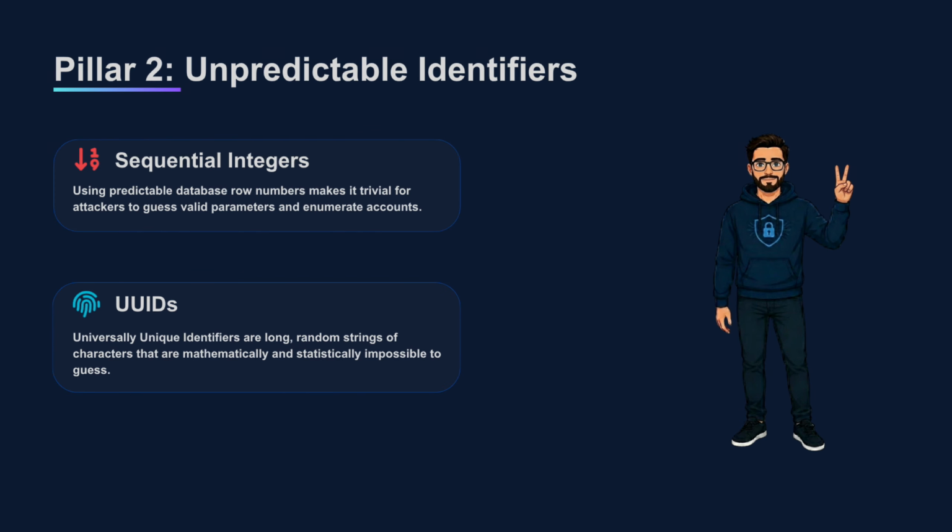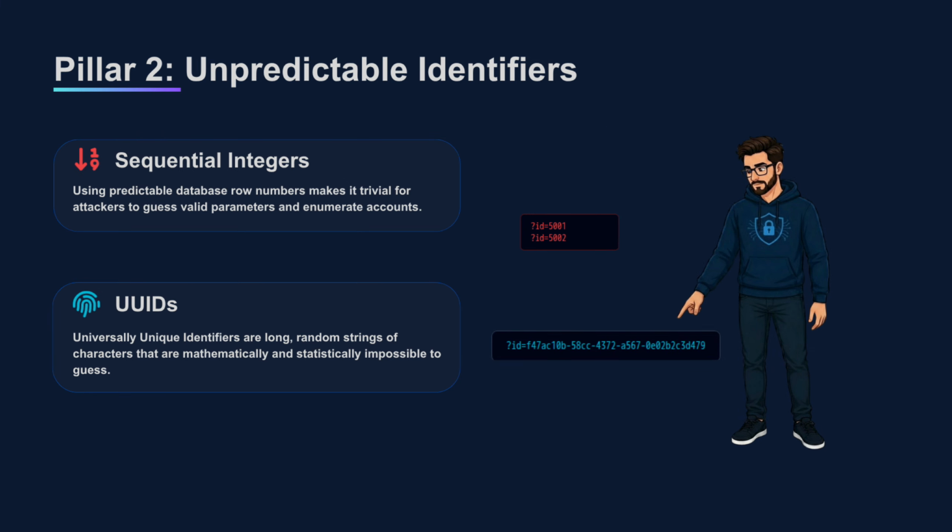Second, stop using predictable, sequential integers in your user-facing parameters. Instead of labeling database rows as 1, 2, 3, or 5001, use universally unique identifiers, or UUIDs. These are long, random, unguessable strings of characters. Even if an authorization check fails, a malicious actor cannot guess the unique identifier of another user's account, completely shattering their ability to perform bulk automated data scraping.